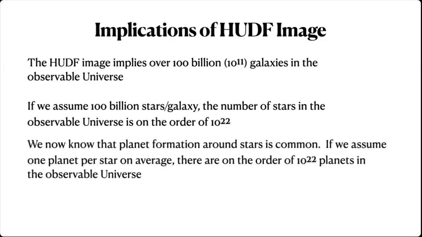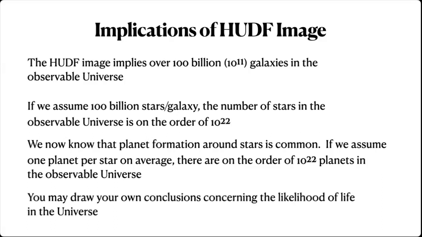And then if you make the final connection, we now know that planetary formation around stars is very common. If you just assume one planet per star on average, you get on the order of 10 to the 22 planets in the observable universe. And I'll let you draw your own conclusions about what that might mean for life in the universe. So with that, I want to thank you for your attention, and I guess we can take questions.